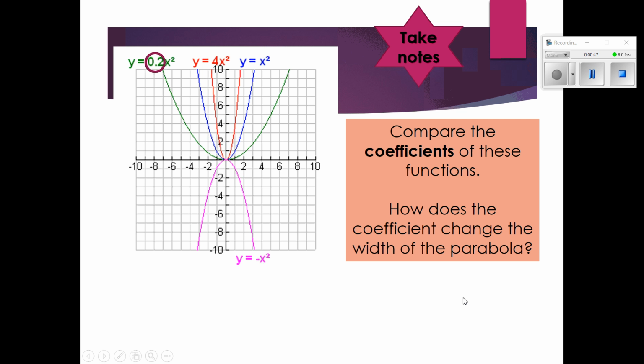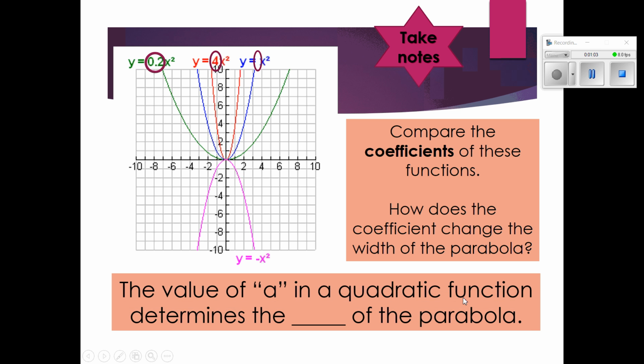In the next example, we have 4 as the coefficient, which is a larger number than 2/10. But look at the width of the parabola with the red. It's narrower. The last one we have there is called the parent function, where the coefficient is just 1. Notice that it's in between the two.